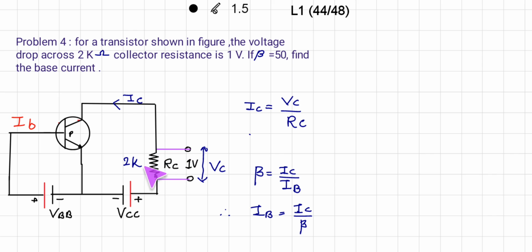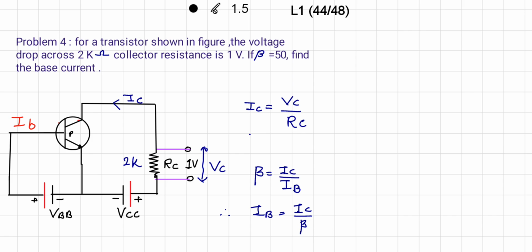So voltage is known, resistance is known, we can easily find out the collector current since V is equal to IR, I is equal to V upon R, that is Vc upon RC. If beta is equal to 50, find the base current. So we already know beta is the current gain factor IC upon IB. So we need to first find out IC since resistance and voltage is known. So IC is equal to Vc upon RC. So here we got the value of IC, but beta is given. So from this relation we can find out IB is equal to IC upon beta.